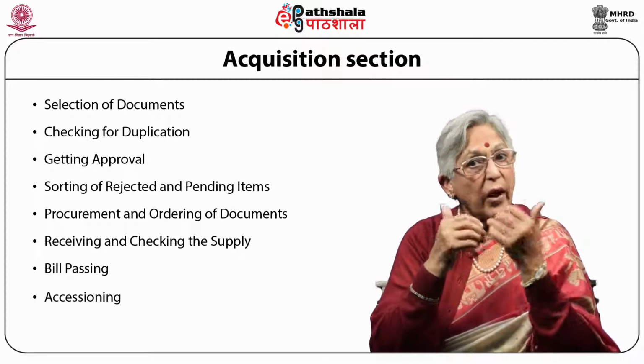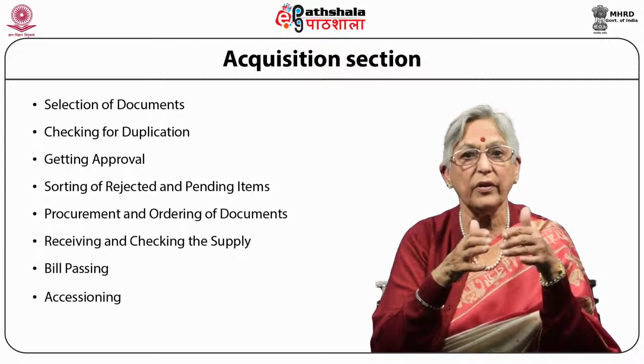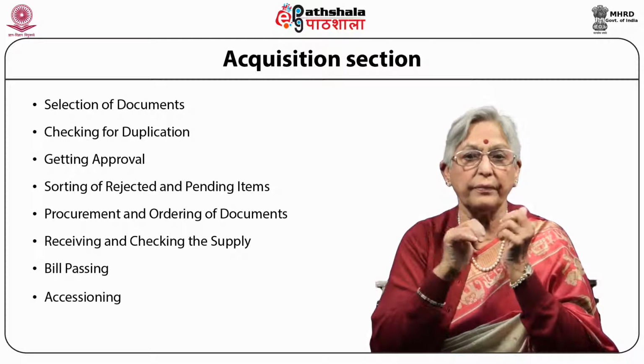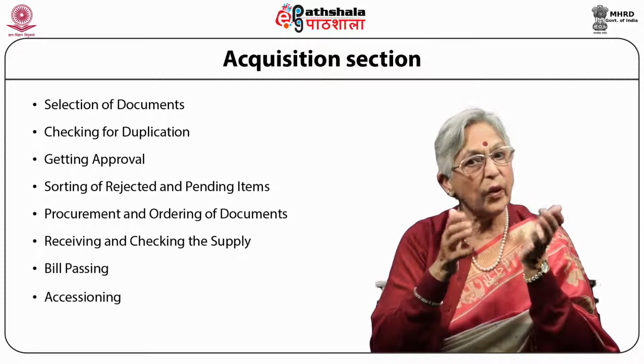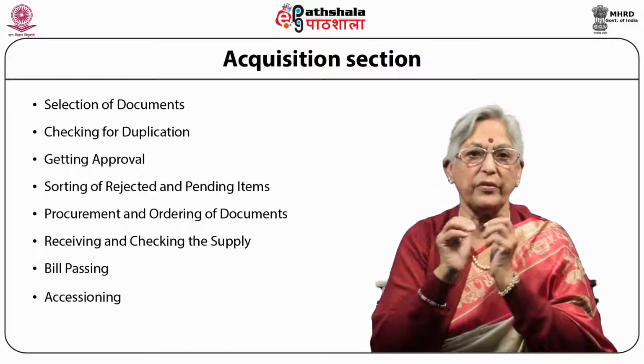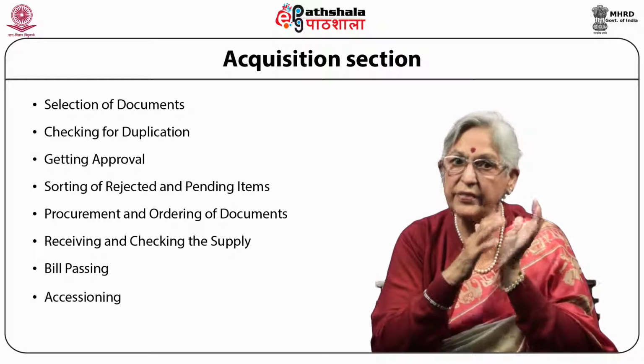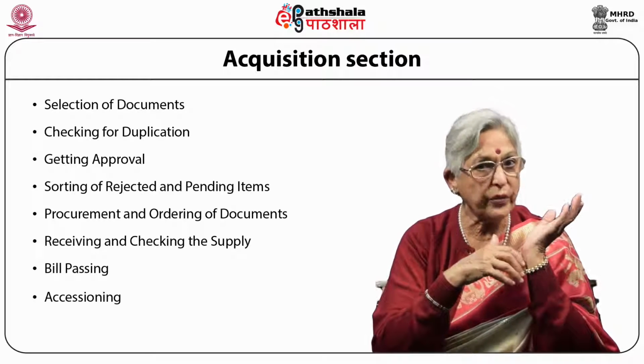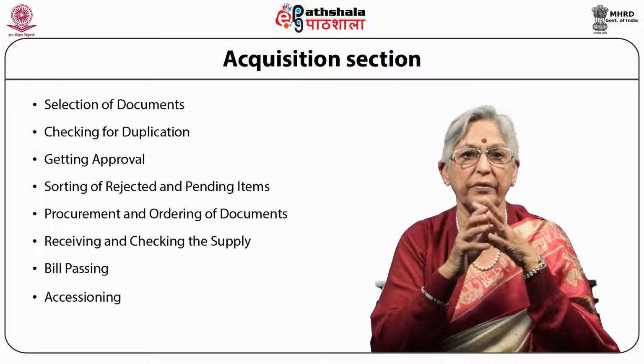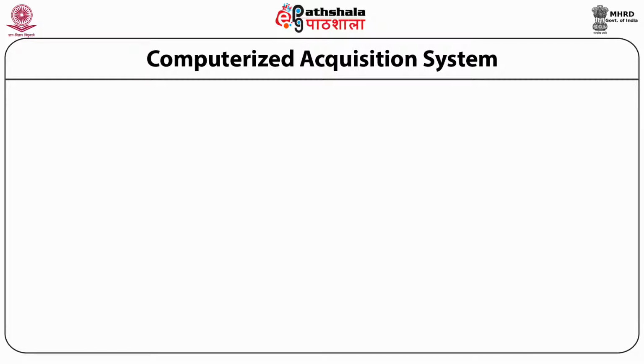Cards are now filed in a tray and labeled as documents in process. Cards and documents are sent to the technical processing section, and certified bills are sent to the accounts section for payment purposes. You have observed that in the manual acquisition system, the process of acquisition is quite laborious, repetitive in nature, and time consuming, as information pertaining to each document is written or typed many times.